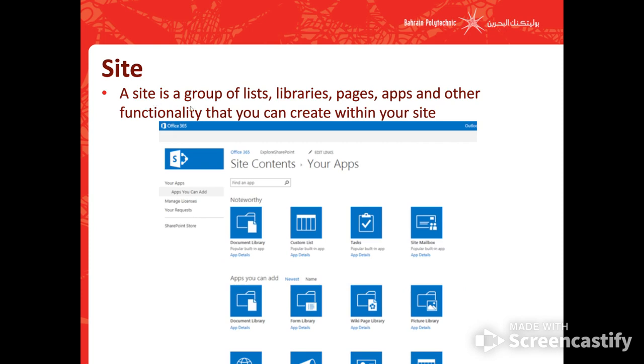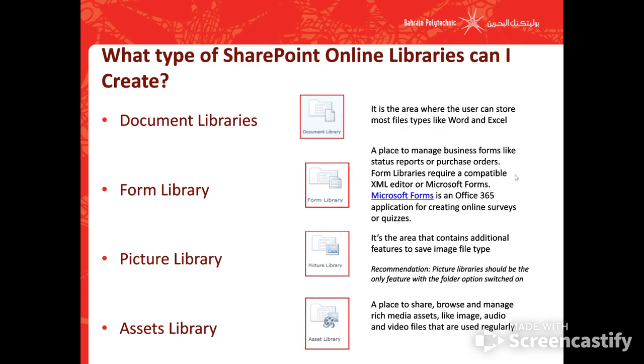A site is a group of lists that you create: libraries, pages, apps, and other functions you can create on this SharePoint site. Different libraries that you create with SharePoint: document library, where you store your file types. There must be Word, Excel, they must be editable files. You cannot have any PDFs in your document library. That's because when you're working as a team, everybody in the team should be able to edit the documents, and you can't do that with PDF.